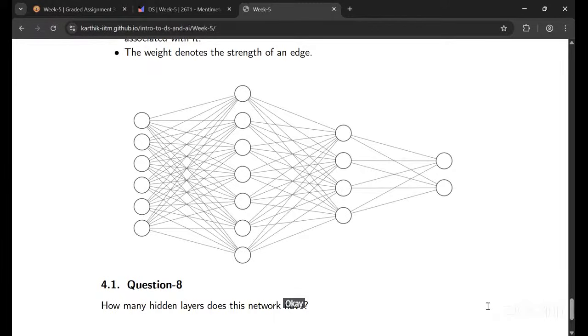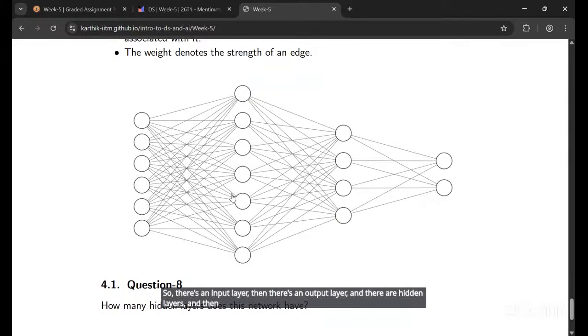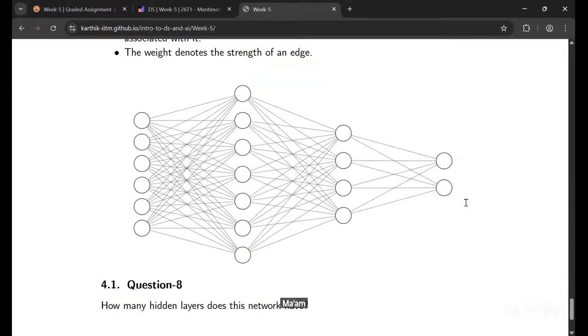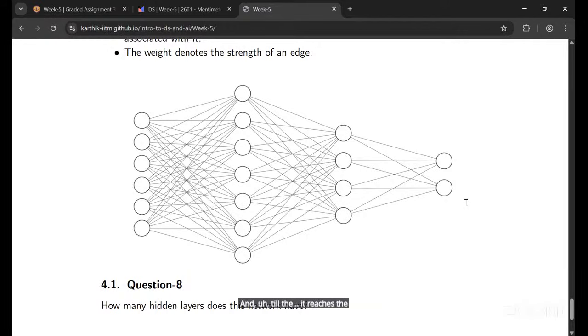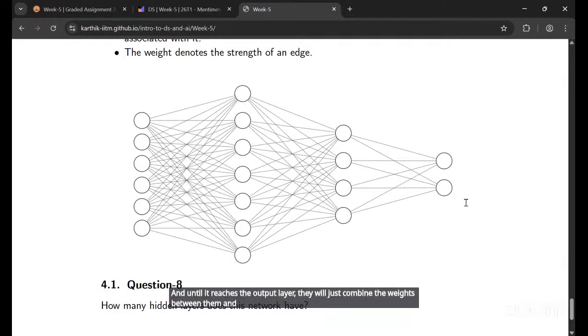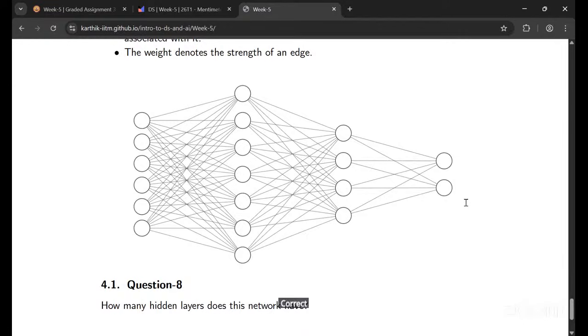Okay. I didn't understand it much. This is what I could gather from the videos. So there's an input layer, then there's an output layer, and there are hidden layers, and then we have weights and edges, and then something is going on, and then you get a final output. The different hidden layers have different weights for the different inputs we give, and till it reaches the output layer, they will just combine the weights between them and give out the required output at a probability. Correct, correct. Ma'am, I can't understand this one.